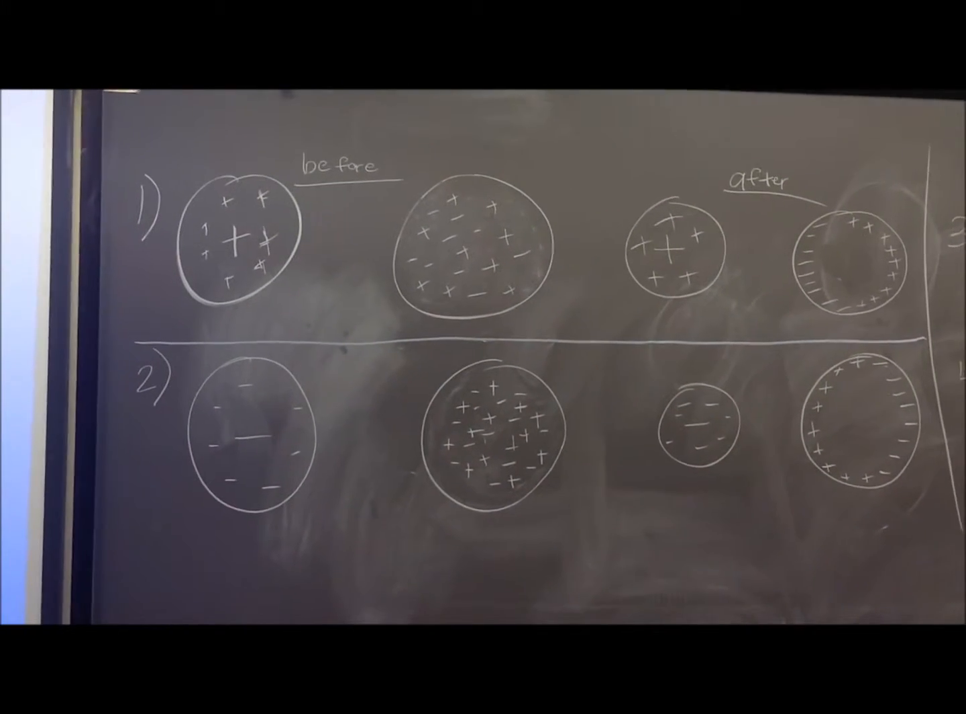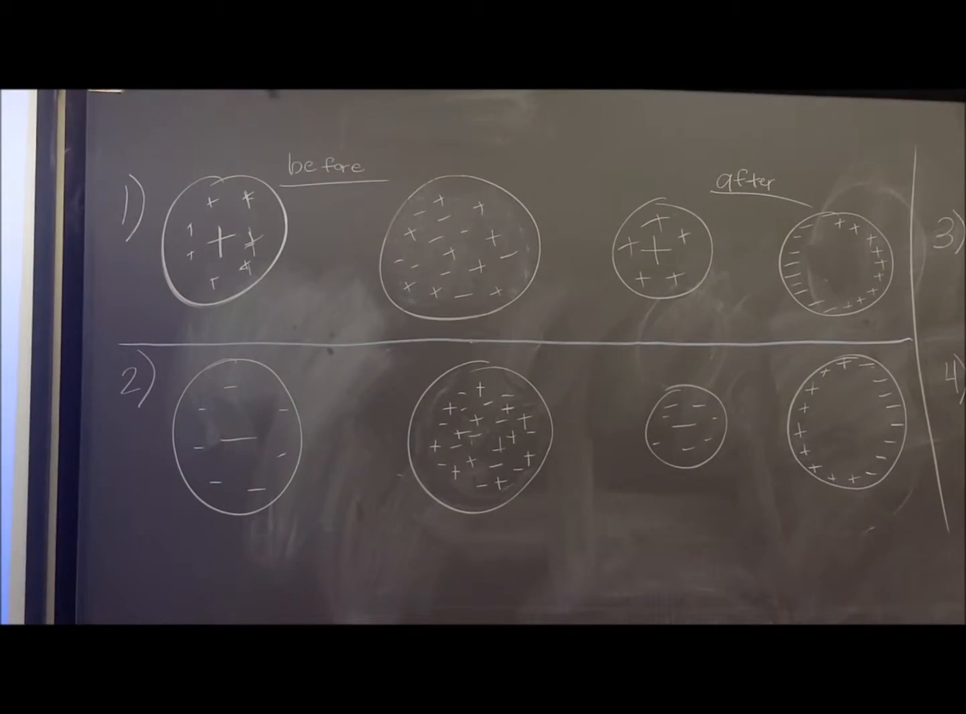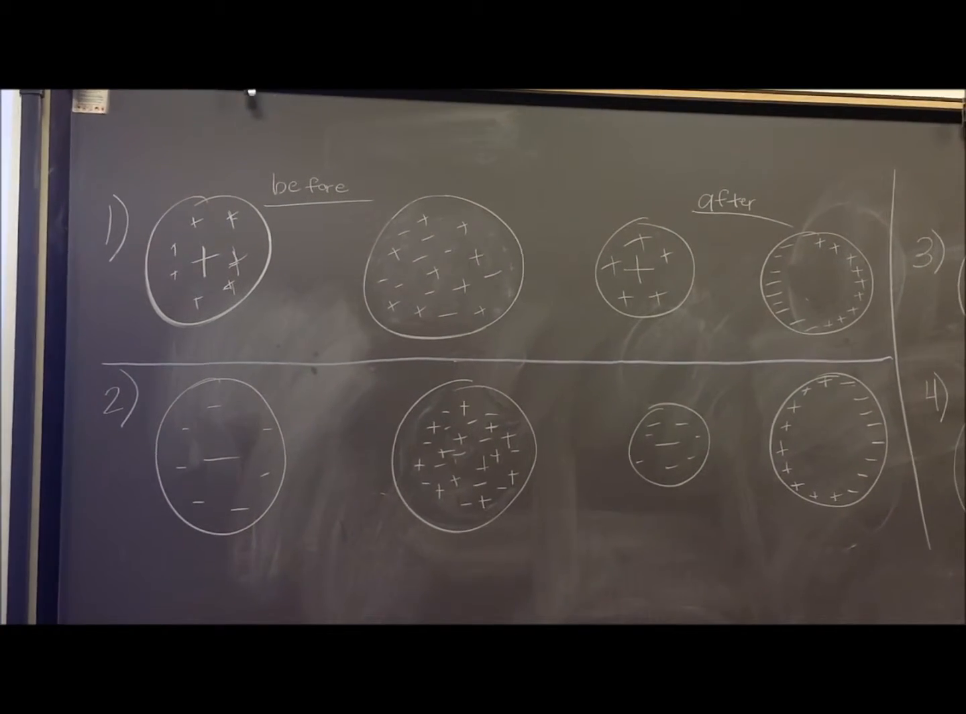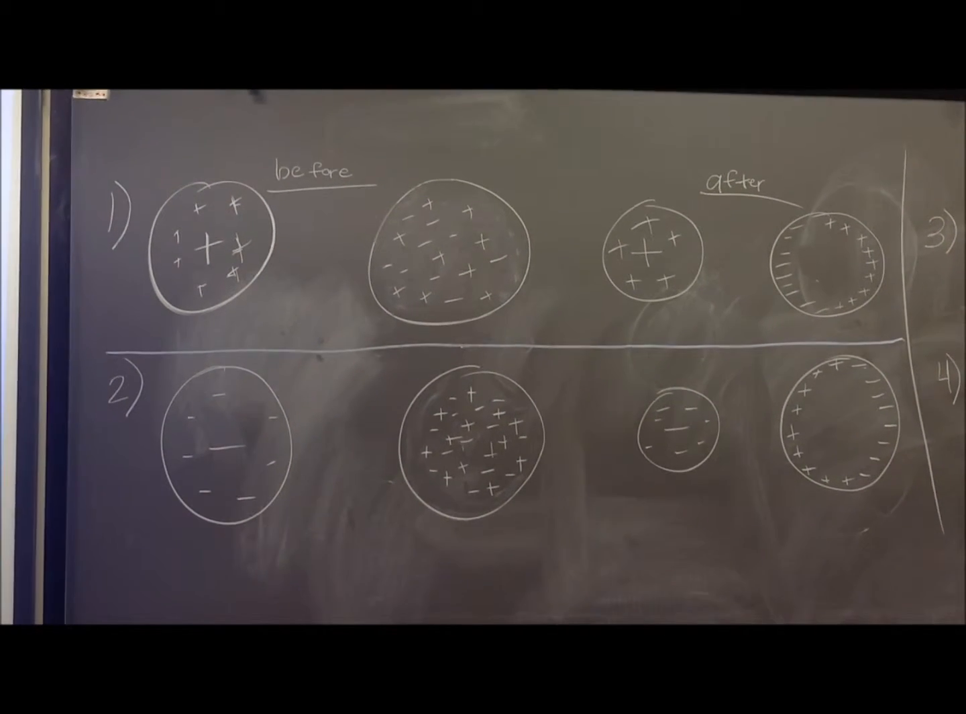Explain why neutral objects are attracted to charged objects. Your explanation should have all four scenarios: positive and negative charge with a neutral conductor or insulator. For the first problem, we have a positive charge and a neutral object.